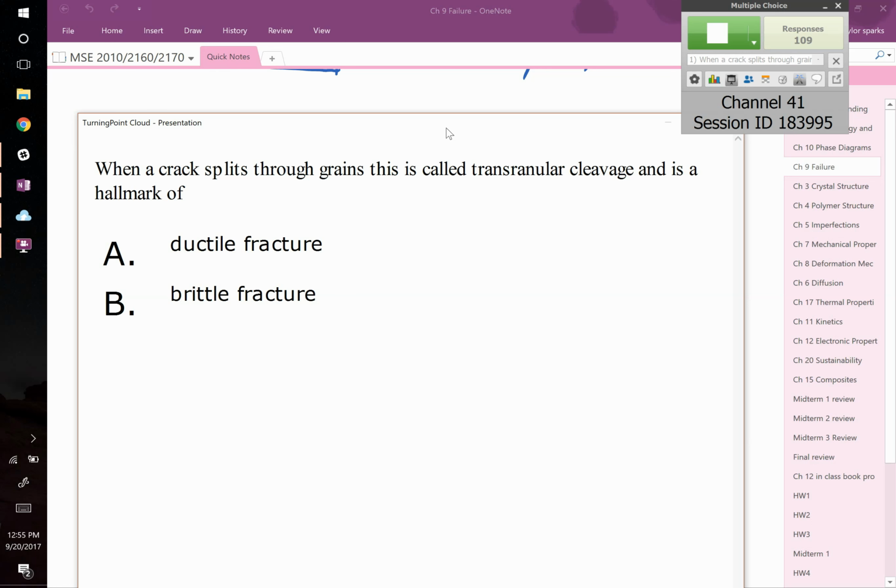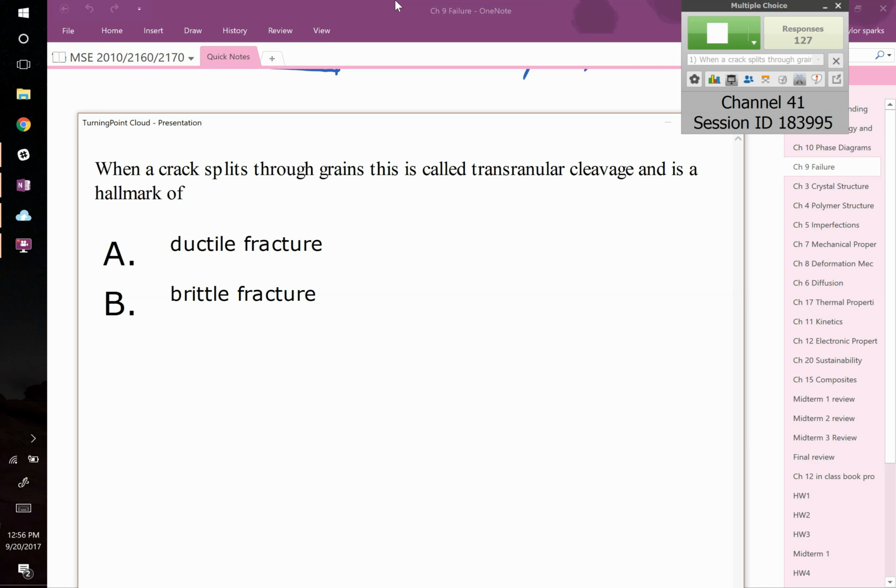Oh, that's supposed to say transgranular. That's a typo. And if it helps at all, when it is transgranular and it splits through the grains, that makes it a more flat surface. So is that ductile or brittle?